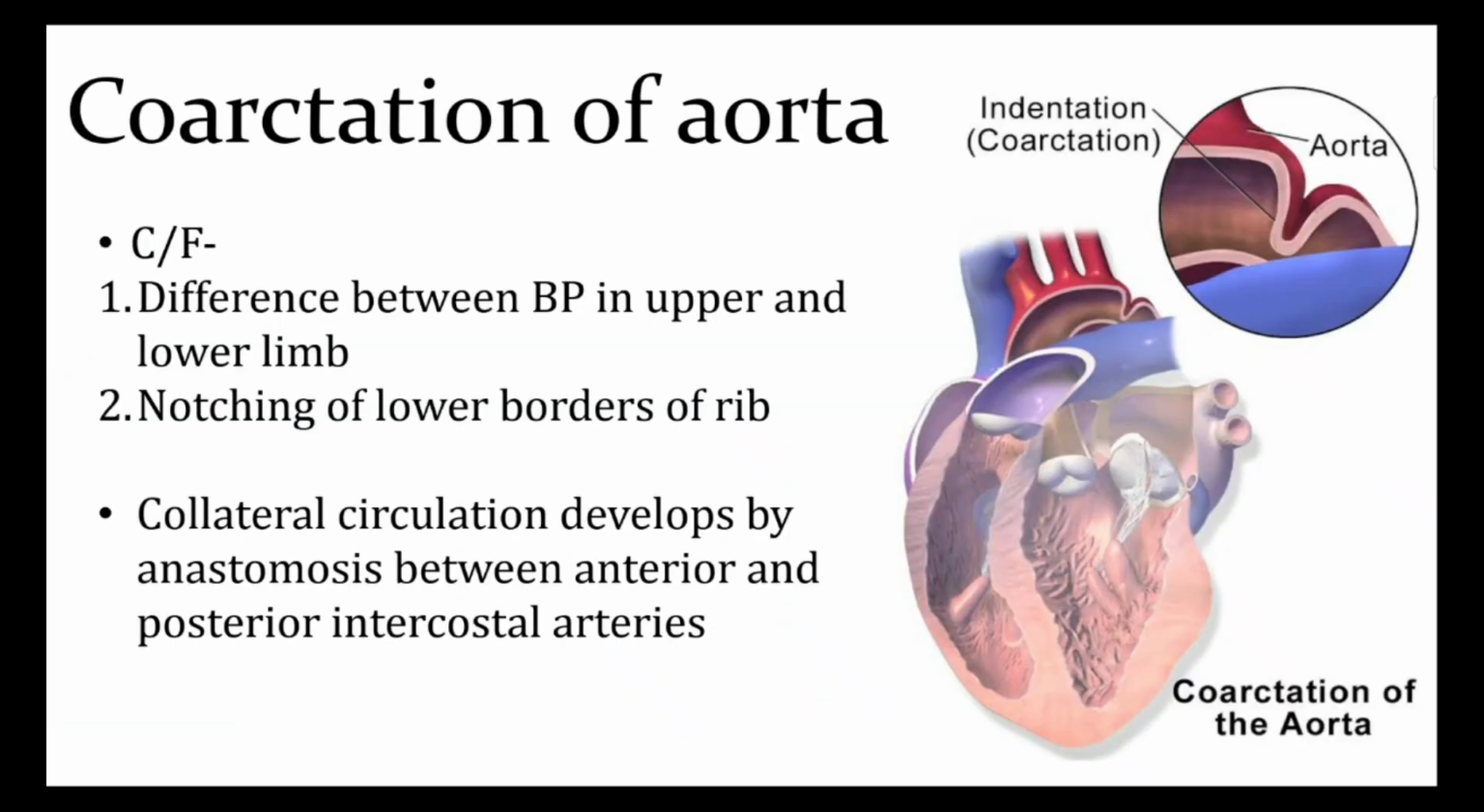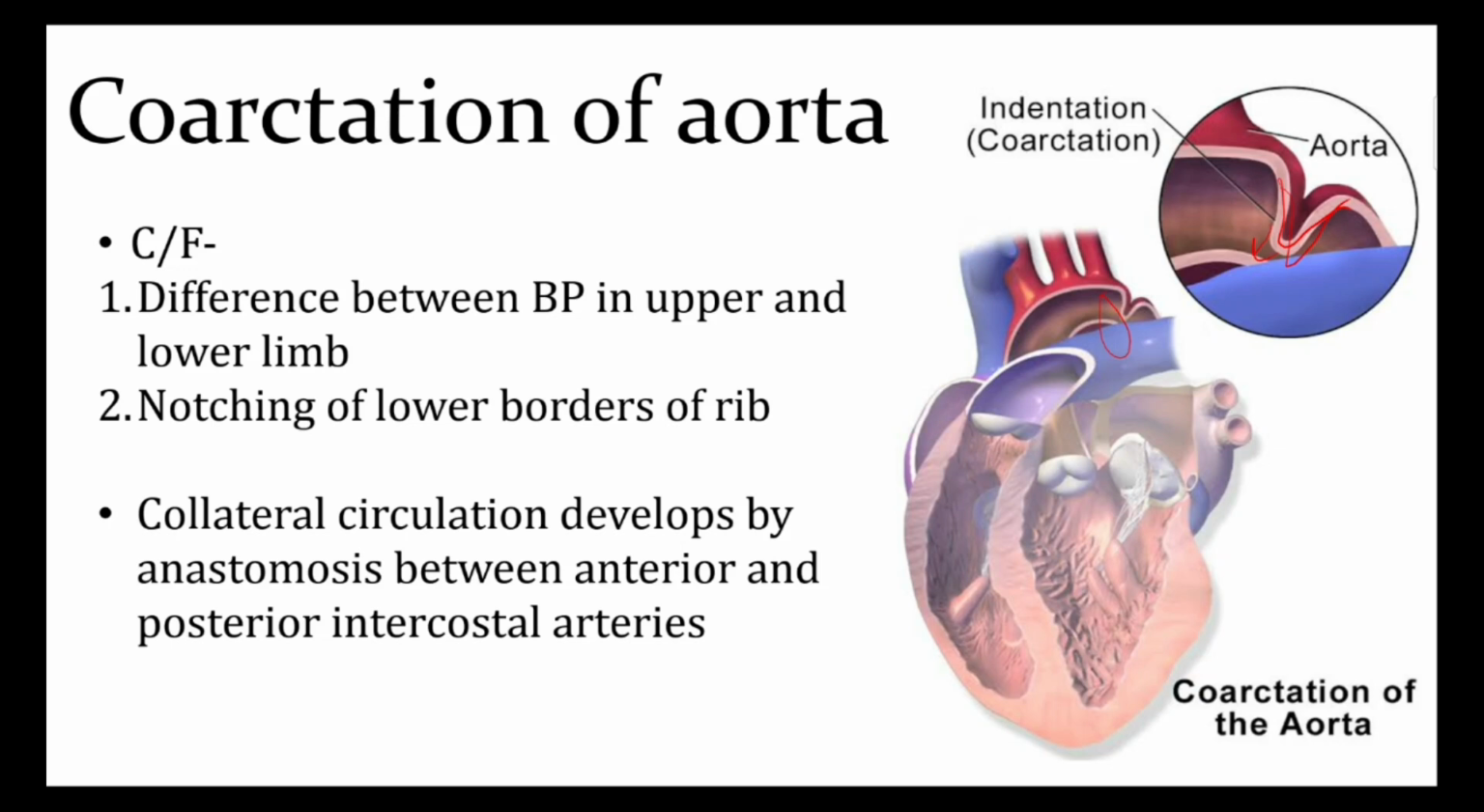Then there is another clinical correlation of aorta. There is coarctation of aorta. It is congenital narrowing of the arch of aorta just proximal or just distal to the entrance of the ductus arteriosus. The collateral circulation develops between the branches of subclavian artery and those of the descending aorta, namely anastomosis between anterior and posterior intercostal arteries.